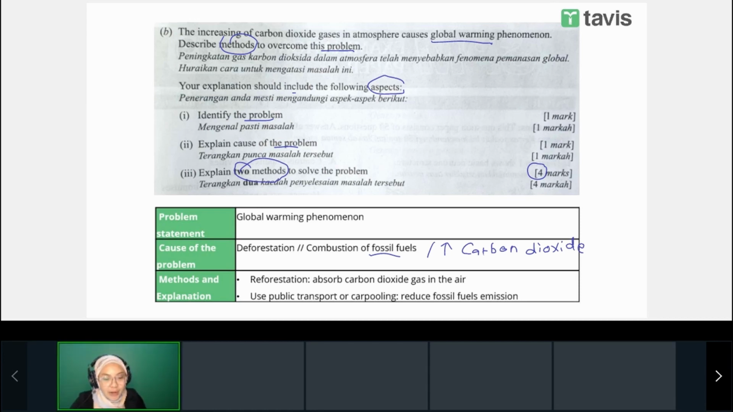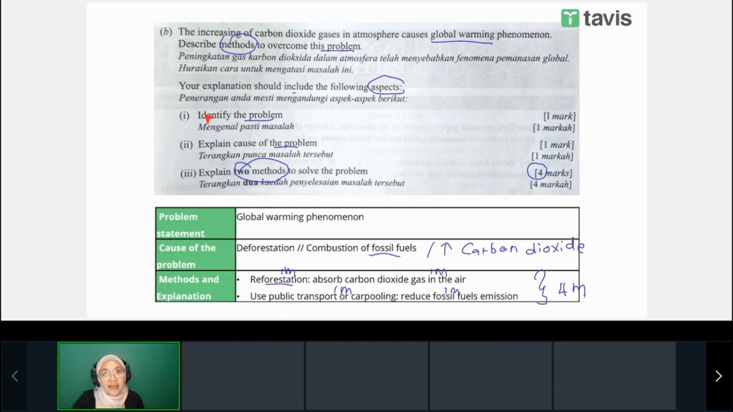The first method you write down is reforestation. So please explain, 1 mark for reforestation. Absorb carbon dioxide in the air in this atmosphere, another 1 mark. Use public transport or carpooling to reduce the fossil fuels emission, another 1 mark here. So public transport, carpooling, 1 mark. You're gonna get 4 marks in total over here, methods. So please practice the usage of a table so that you won't miss out any of the question here.